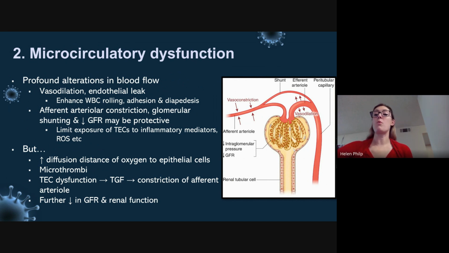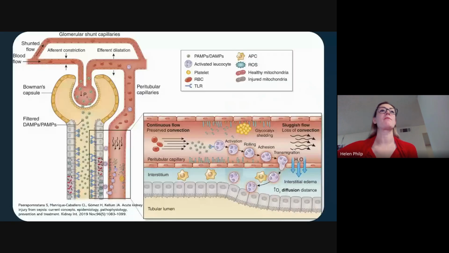Plus, white blood cells, all this blood flow is getting sluggish and they're leaving the circulation, but platelets are also attaching to the vessels. There's activation of coagulation, so a lot of microthrombi formation. And overall, this causes a decrease in GFR and renal function. And some of this may actually be a protective mechanism. So the less GFR there is, the less exposure there is for these tubular epithelial cells to inflammatory mediators and oxidative damage. But of course, for renal function, it's definitely a bad thing.